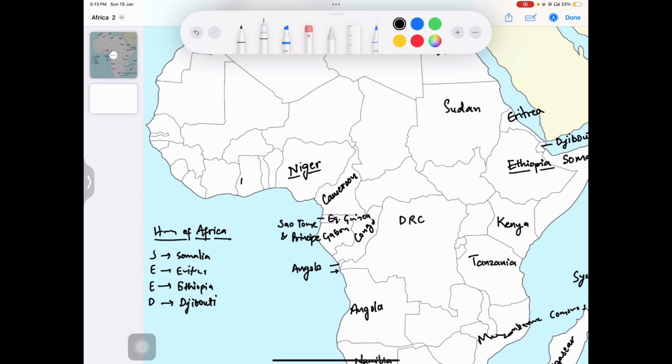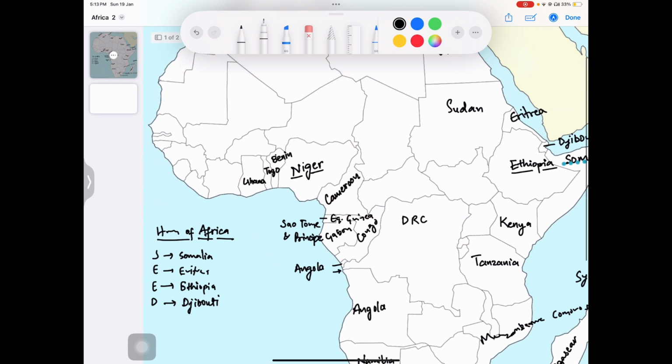This is Ghana, this is Togo, and this one is Benin. Benin. This is Togo, and this is Ghana. I've learned the group of these three countries with the mnemonic GTB. This is what I've done. This is Ivory Coast. This is Liberia. This is Sierra Leone.